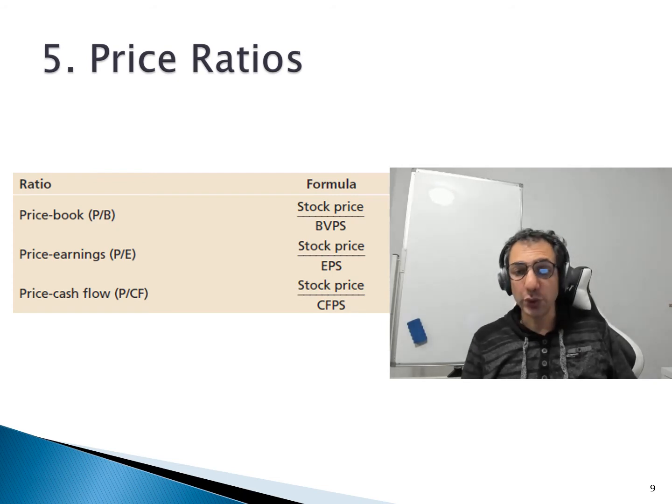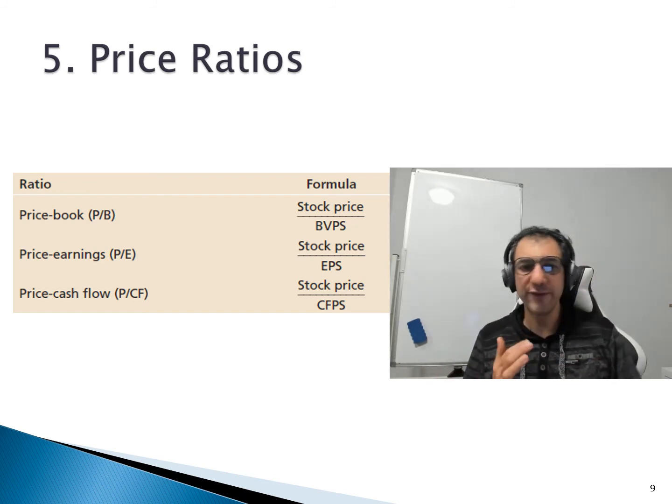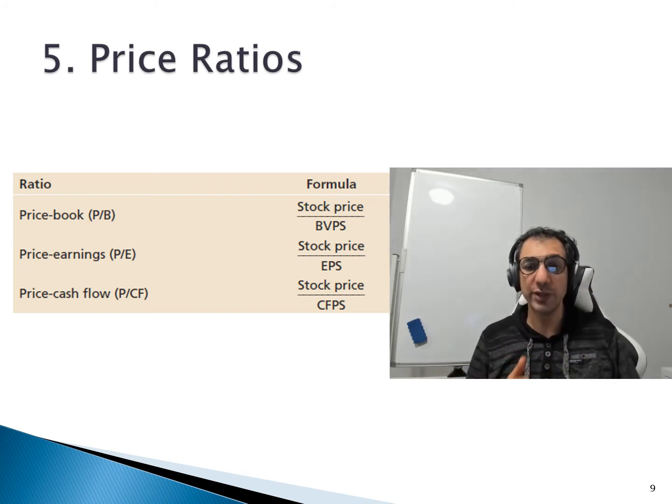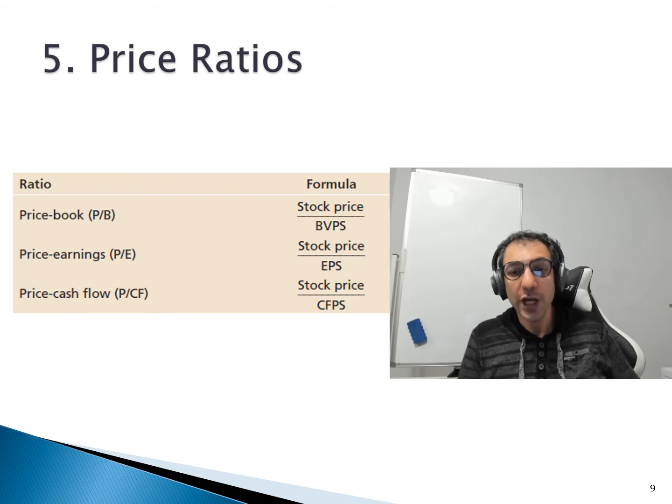Price ratios, also called market ratios. There are many of them: price to book value, price to cash flow, price to earnings. The very common one in the financial markets is the price to earnings ratio. It shows how pricey, how expensive, the stock is.